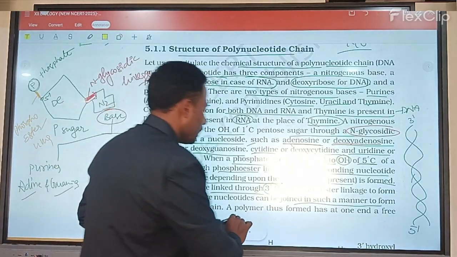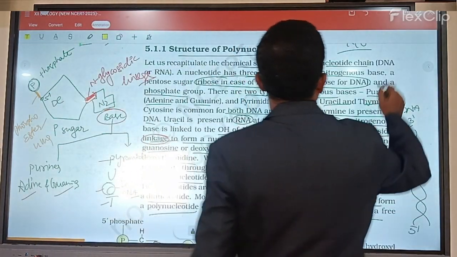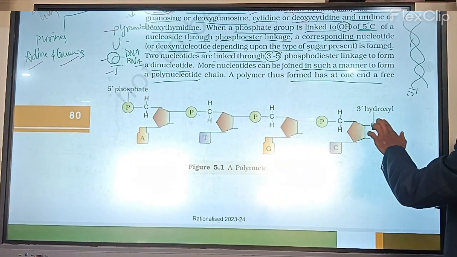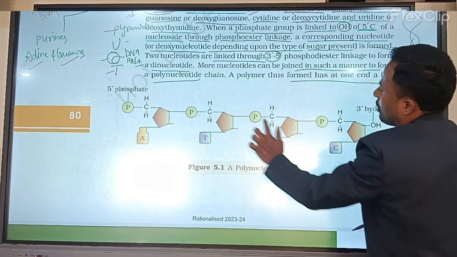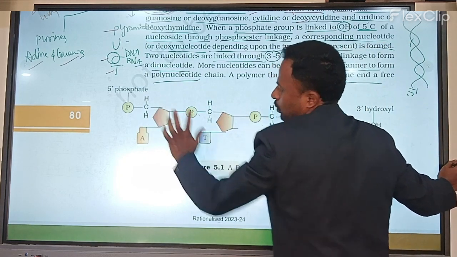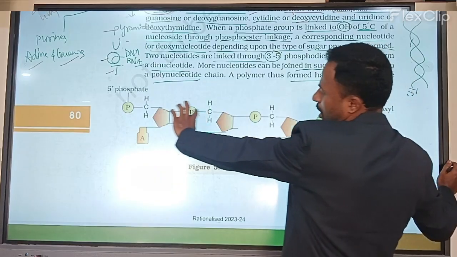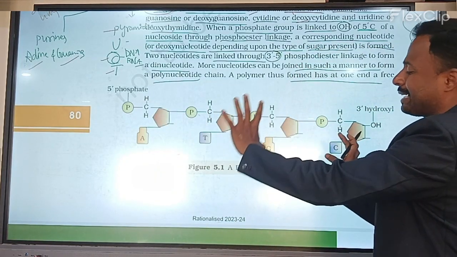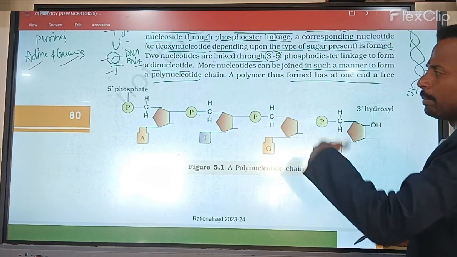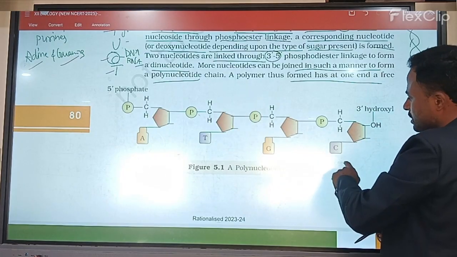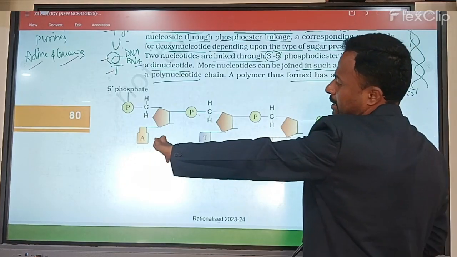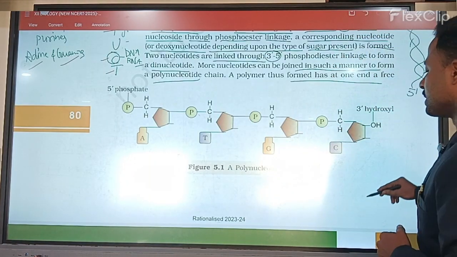Here a polymer thus formed has one end free. So they are given as one polynucleotide chain, from 3' to 5'. Here the number of nucleotides is present: one nucleotide, another nucleotide, another nucleotide, and another. So the total nucleotides form one chain-like structure. This is called a polynucleotide chain. Before, we discussed the nitrogen bases: cytosine, guanine, thymine, adenine. These are called the nitrogen bases.